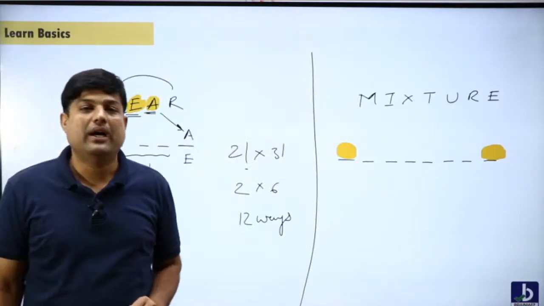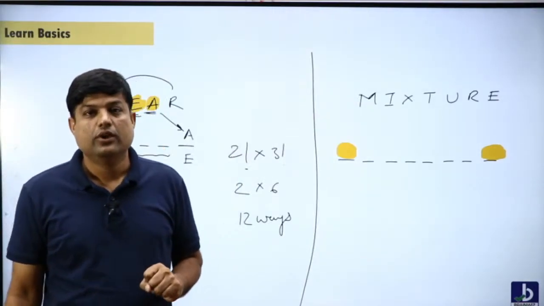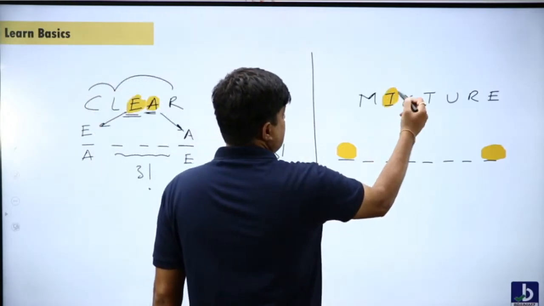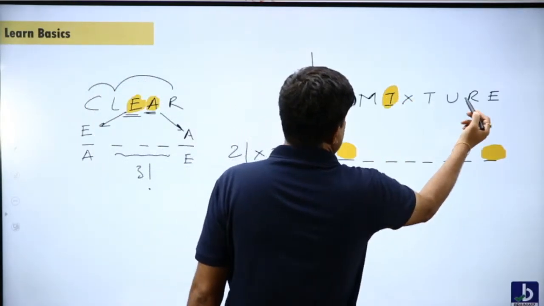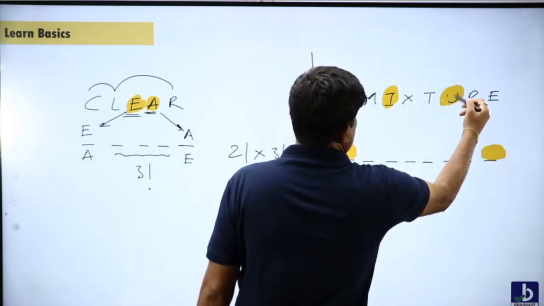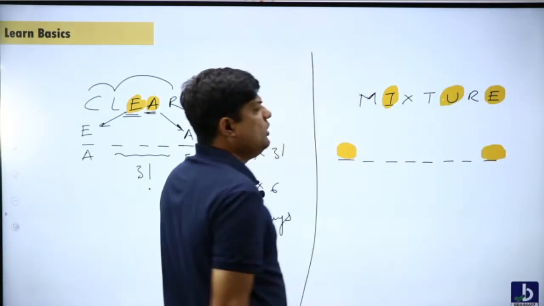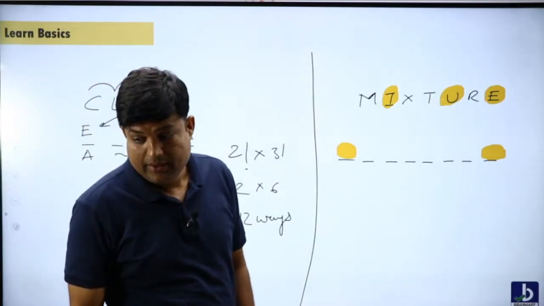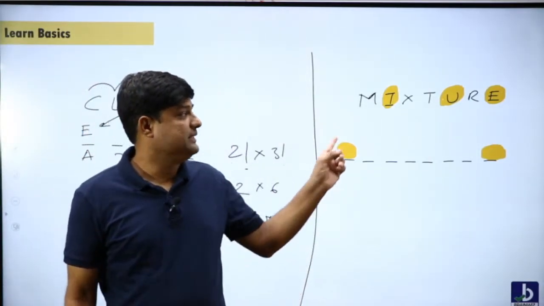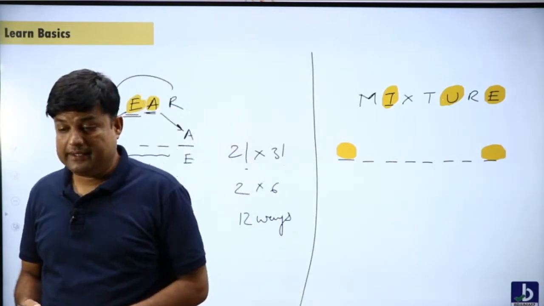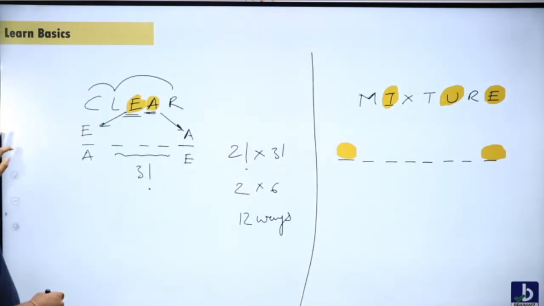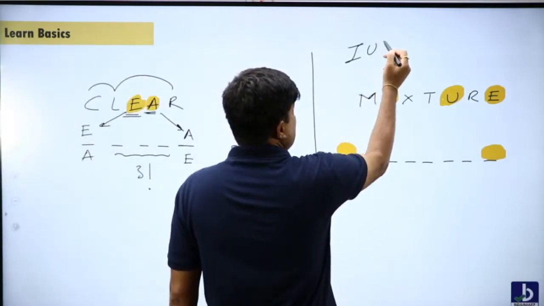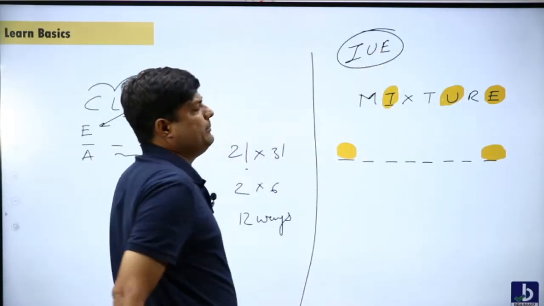So what you're going to do now, you have to make a collection of vowels. Who are the vowels among the given letters? That is I, and that is U, and that is E. Only these people are supposed to sit at the corner. Are you understanding, everybody? Yes or no? Let's try to move across here. So who are the people here? I, U, E. These are the three people.